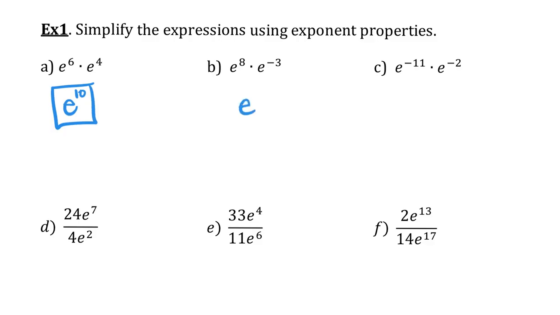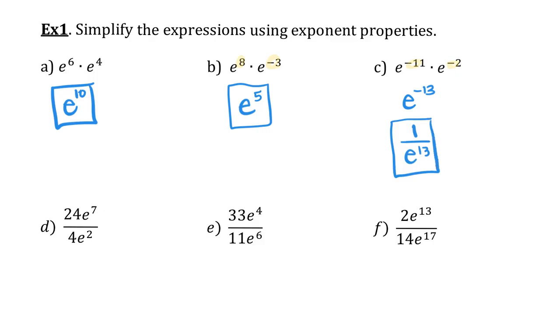Okay, let's add the exponents here too. So this is, what is this? 8 minus 3 is 5. e to the 5th, which is a good answer. Okay, what about if we add the exponents here? So -11 plus -2 is -13, which I did a good job on, but we normally don't leave our exponents negative, so let's rewrite this as 1 over e to the 13th.